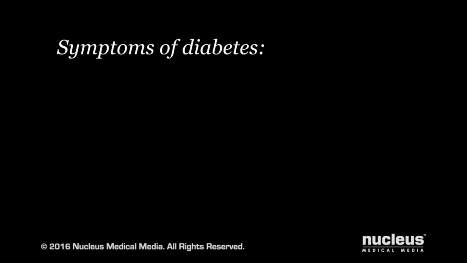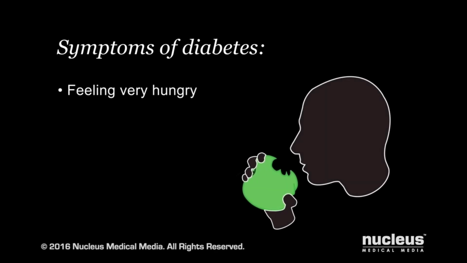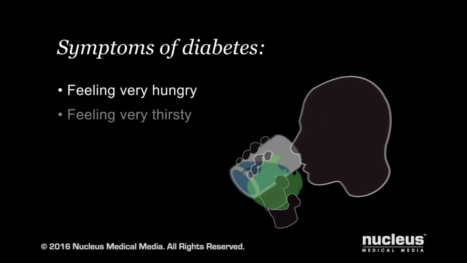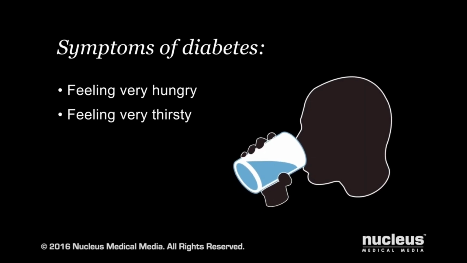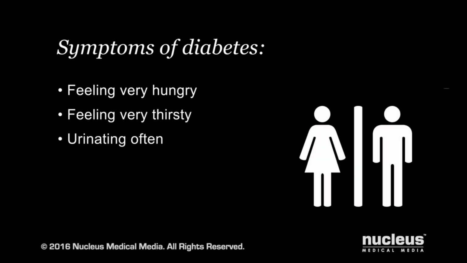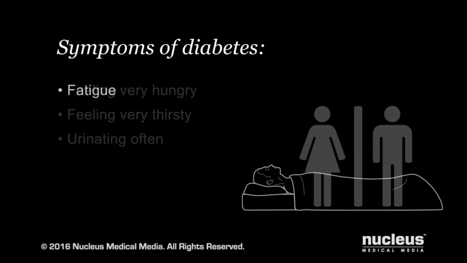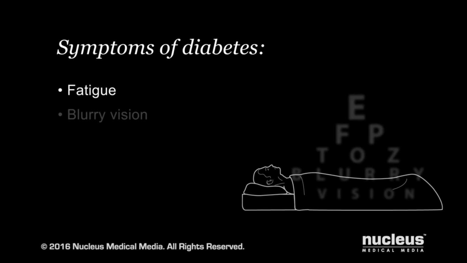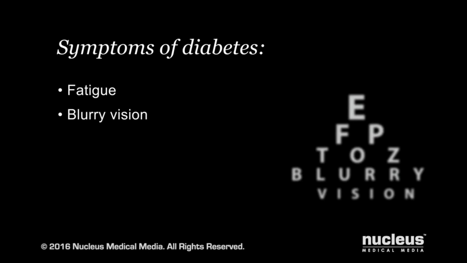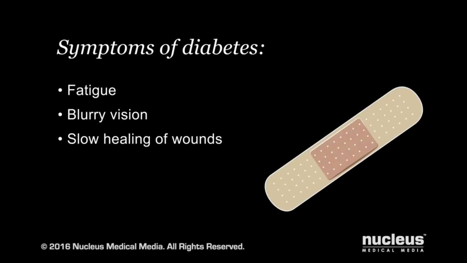People can have different symptoms with diabetes. Common symptoms include feeling very hungry, feeling very thirsty, urinating often, fatigue, blurry vision, and slow healing of wounds.